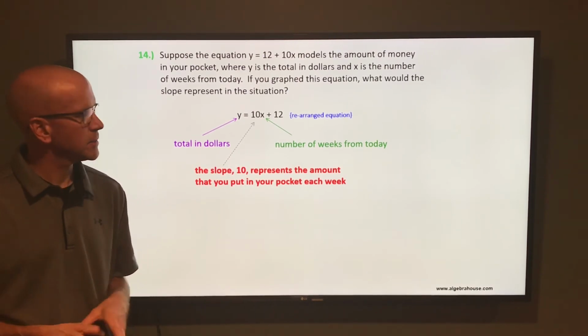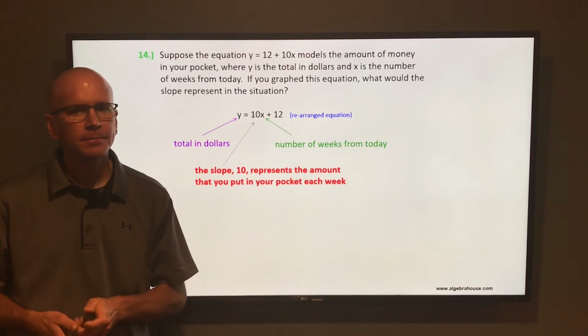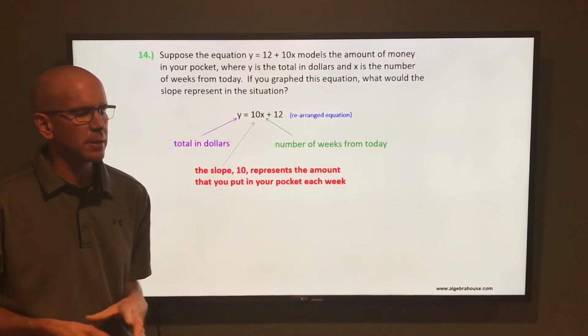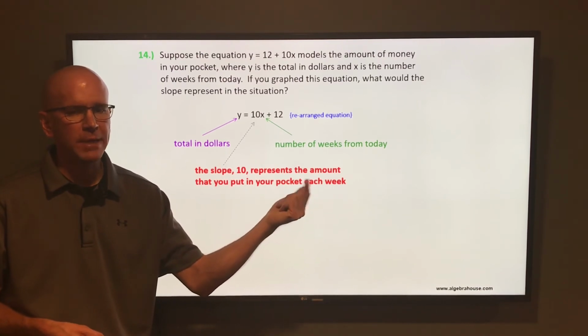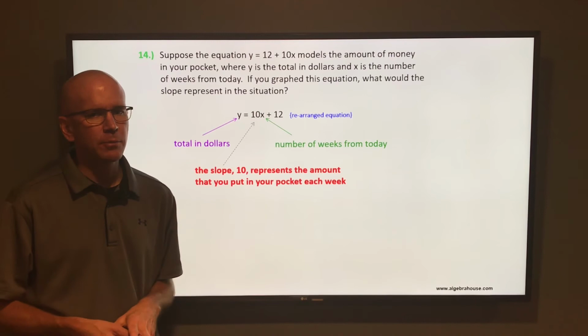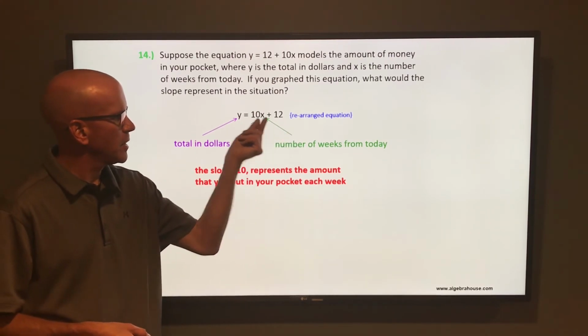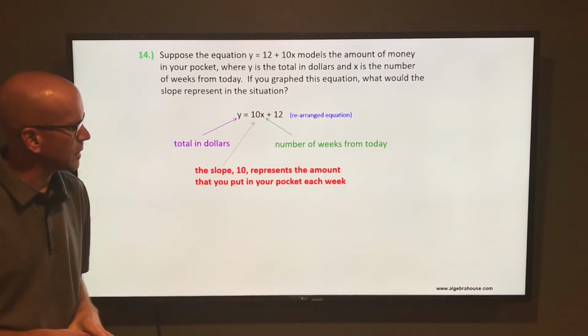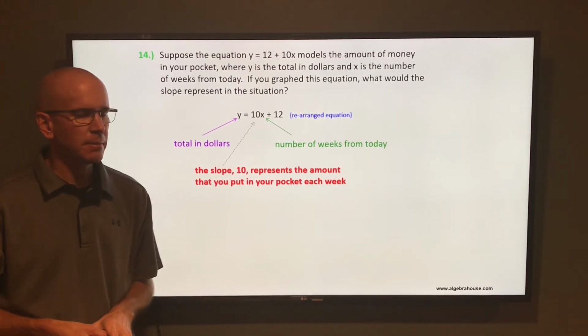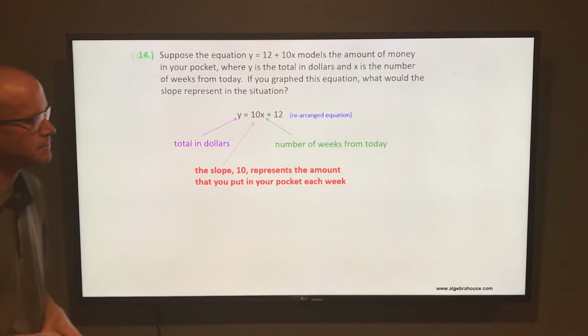Another question is, what does the 12 represent? If you're putting $10 in your pocket each week, and x is the number of weeks, what does that 12 mean? Well, that 12 would be the starting amount that you had in your pocket. So you started with $12. You're putting $10 in your pocket each week. Once again, the slope, in this case 10, represents the amount that you put in each week.